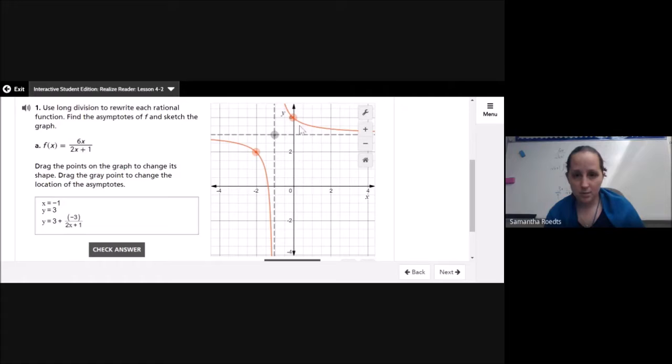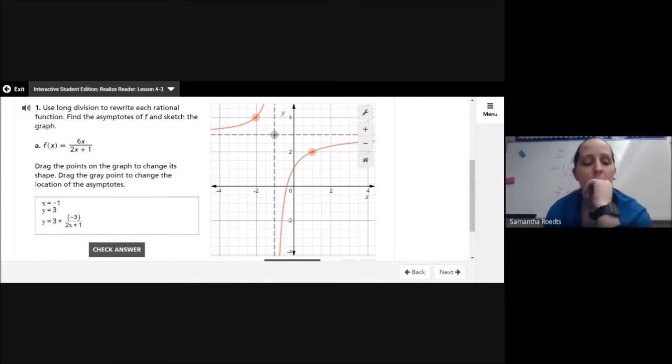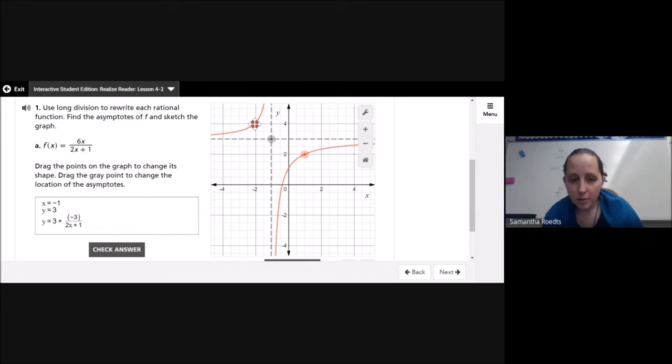This is actually going to be flipped because it's negative. So here's 1, 2. That's where that one is. And then if I go negative 1, nope, that won't work. I do negative 2. Negative 2 times 2 is negative 4. Negative 4 plus 1 is negative 3. Negative 3 divided by negative 3 is positive 1. 3 plus 1 is 4. So negative 2, 4. Actually, it's really close.